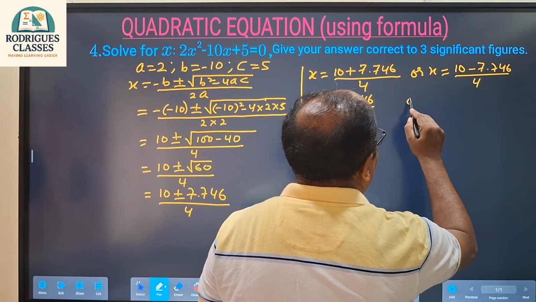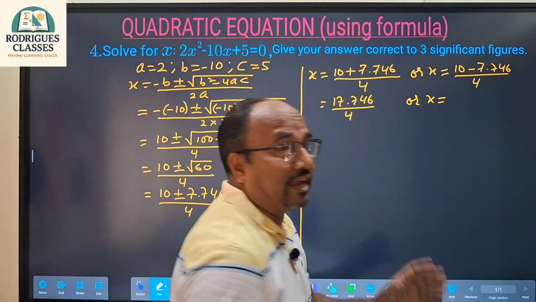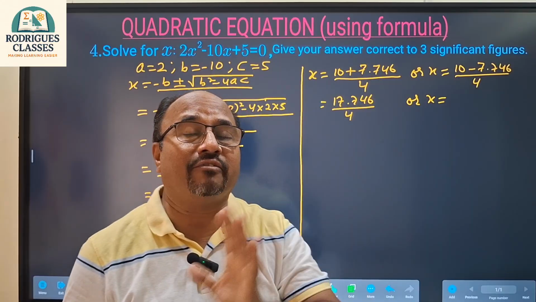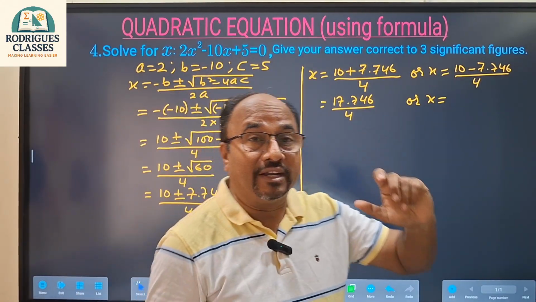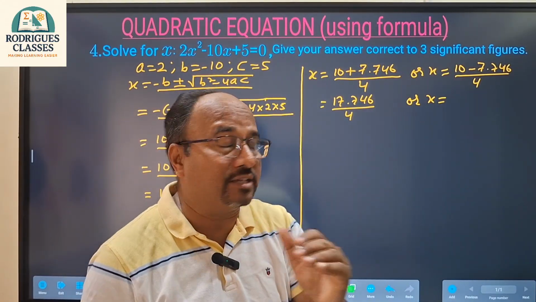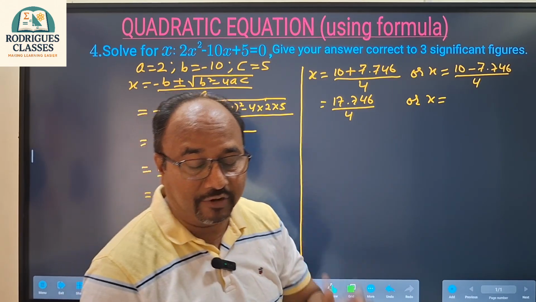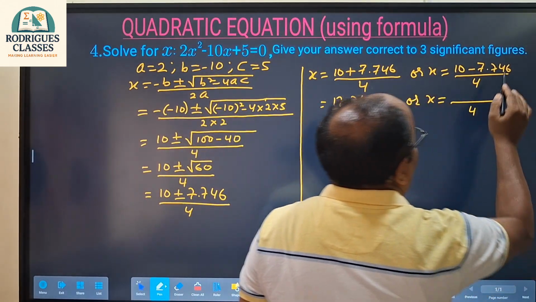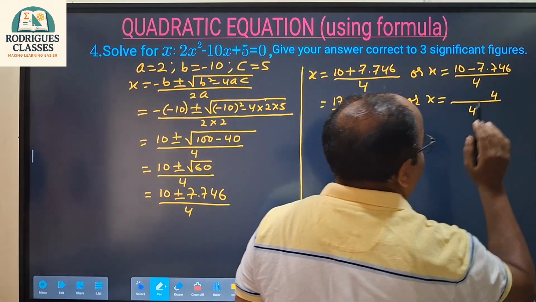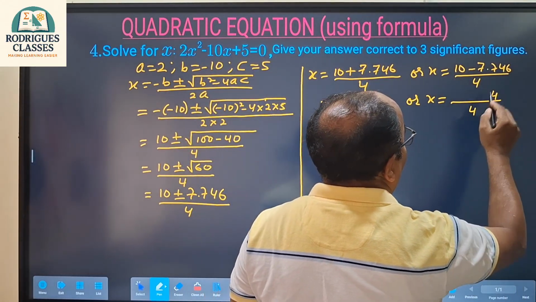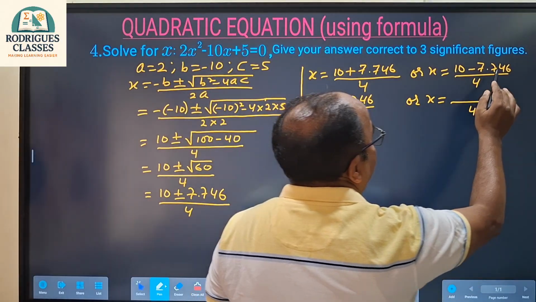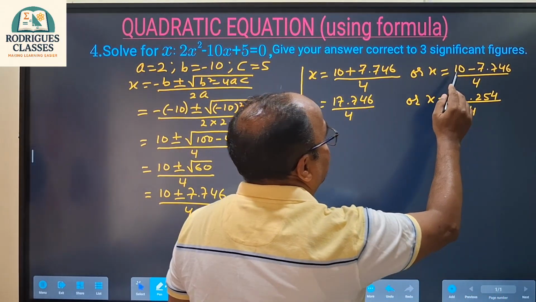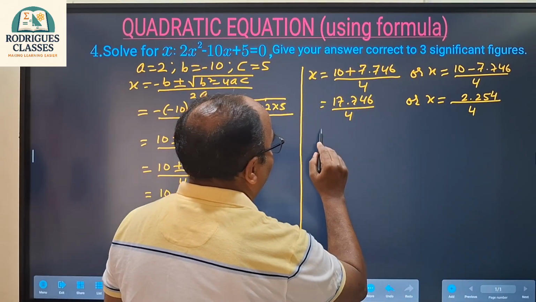And here you need to be careful in subtracting. It is 10 minus 7.746. So it is 10.000 minus, you have to write below that 7.746 and get the result. So from 10, 6 will be subtracted to give you 4. From 9, now 4 will be subtracted to give you 5. From 9, 7 will be subtracted to give you 2. Decimal 9 minus 7 will give you 2.